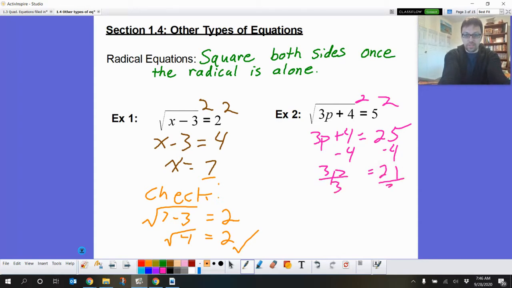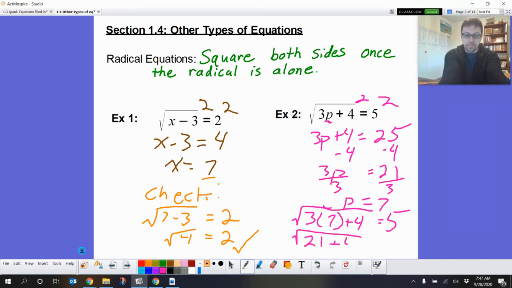Oh my gosh. How are these both 7? That's madness. Whatever. So then we want to take that answer and put it back into this p. So we got the square root of 3 times 7 plus 4. We want to see if that equals 5. So we end up with the square root of 21 plus 4. That equals the square root of 25, which does equal 5.